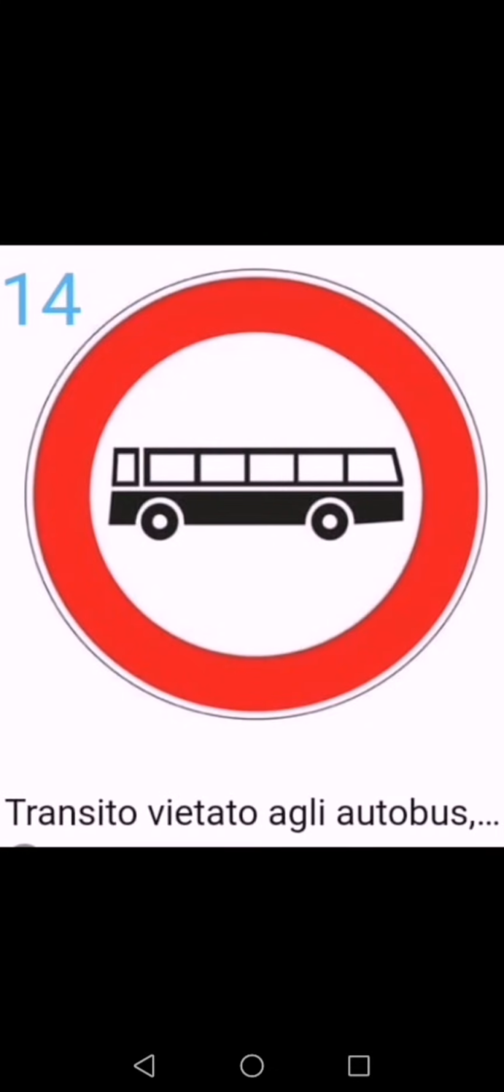It's not talking about autobus. So even if an autobus weighs 20 tons, it can use the road because this sign is referring to trucks that are carrying goods. Not all trucks that are carrying goods, but the ones whose weight is more than 3.5 tons.